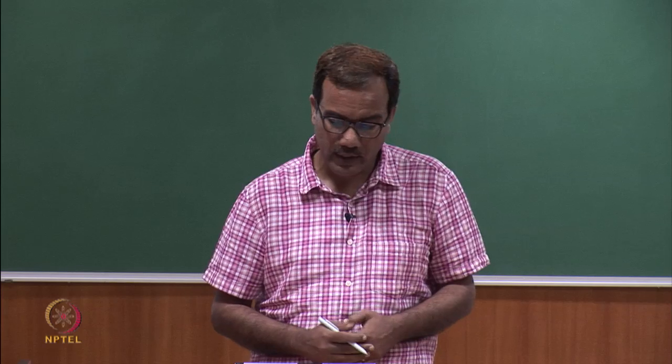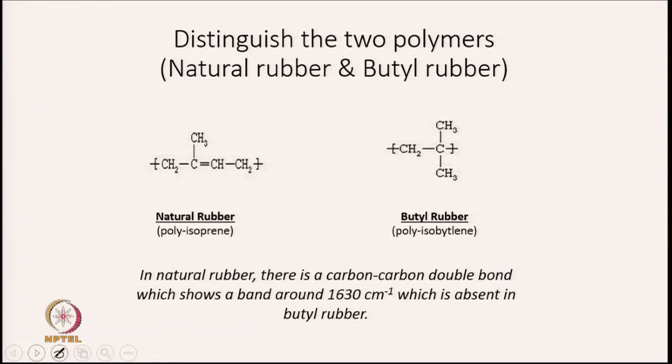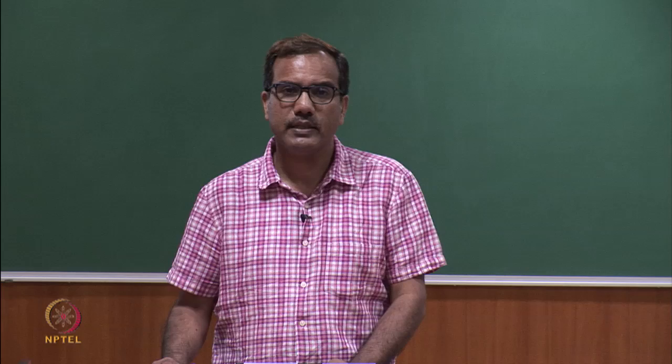I will give a few more examples. For example, natural rubber and butyl rubber. We can differentiate between these two kinds of rubber, because natural rubber is a polymer of isoprene, which has a double bond, whereas butyl rubber is a polymer of isobutylene, and you see here there is no double bond. In natural rubber, you can see a band around 1630 centimeter inverse, which will not be present in butyl rubber.